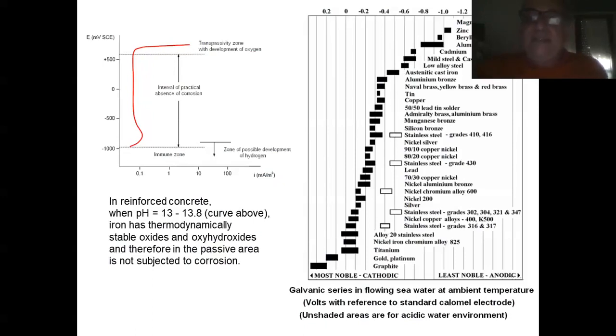Magnesium is the more unfortunate one because in reality the oxide layers are not as good as the aluminum ones, and it tends to be anodic in comparison to any other.